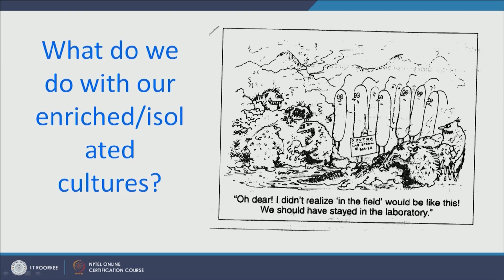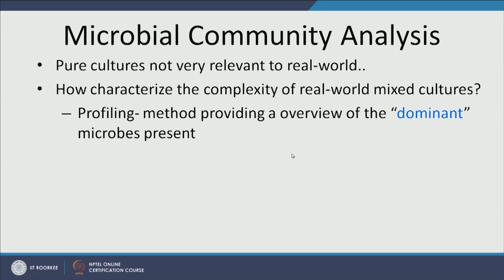But what do I do with these fellas here who are more environmentally relevant, who are more likely to be the ones that will survive in the environment? How do I characterize them? How do I enumerate them? So one method is the profiling method.